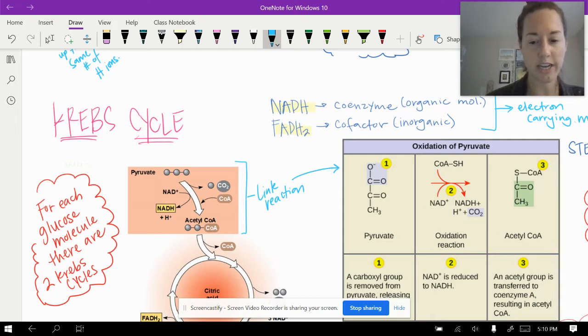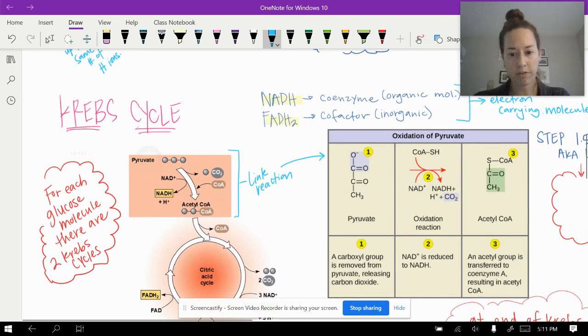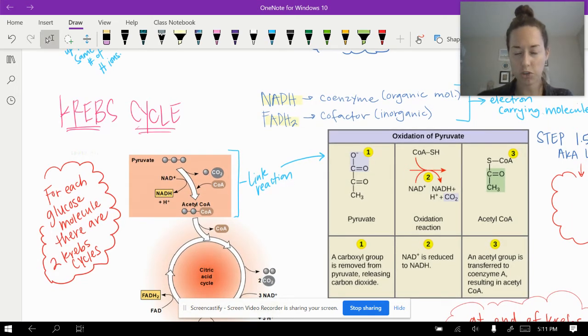So here's what's actually happening there. In the pyruvate, a carboxyl group is being removed. When that carboxyl group is removed, it releases a carbon dioxide, because if you look at a carboxyl group, it looks a whole lot like a carbon dioxide. So that's what's happening. At the same time, NAD plus is reduced to NADH.